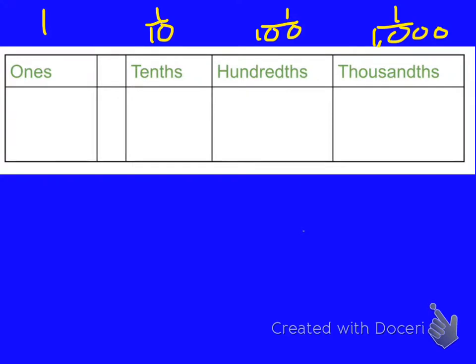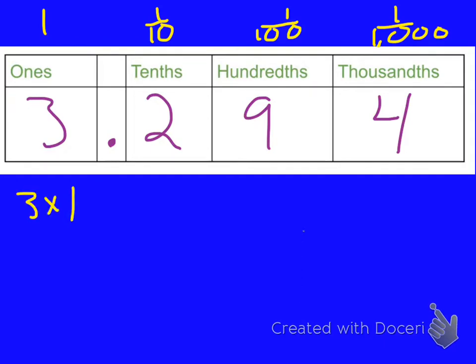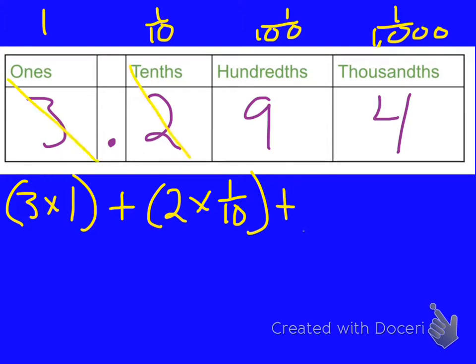Okay, let's say that our number is 3 and 294 thousandths. So to write this in expanded form using fractions, we first take 3 times 1. Okay, then we're going to add that to 2 times 1/10, because it's in the tenths place. We're going to add that to 9 times 1/100th, because it's in the hundredths place.